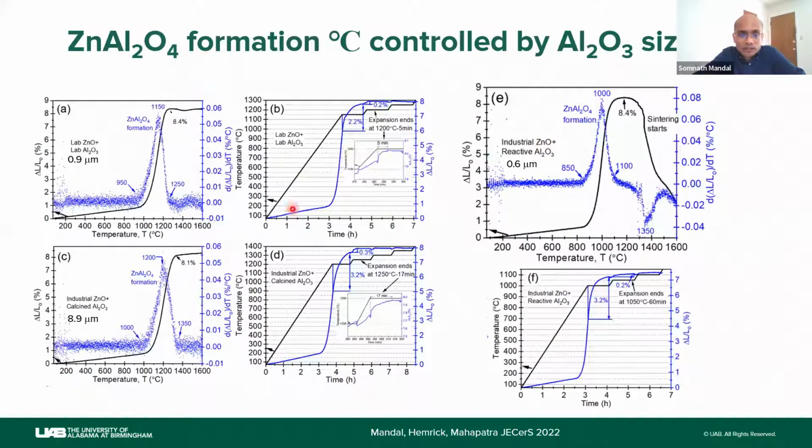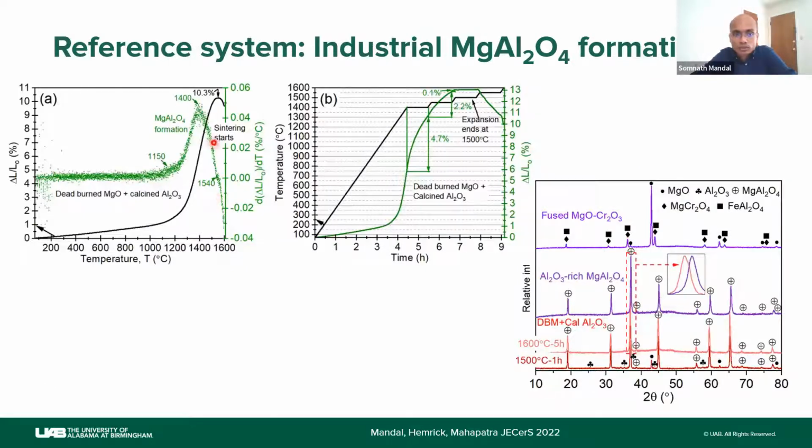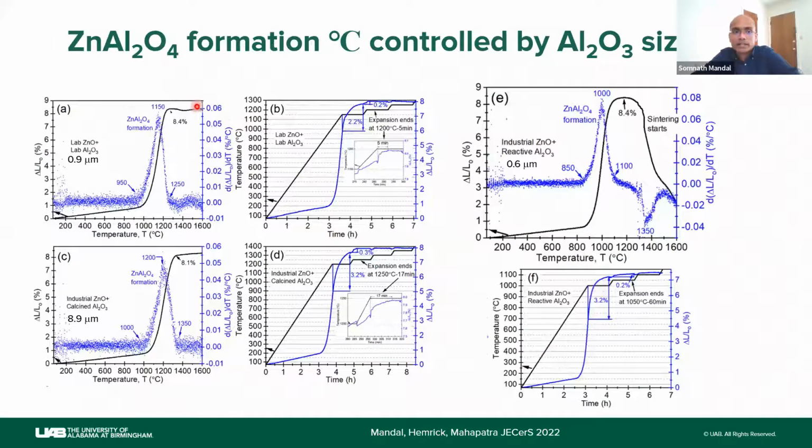So now coming to the zinc aluminate formation, what you see here is that as opposed to magnesium aluminate, where after the phase formation there was some sintering going on, in zinc aluminate there is no sintering. This is for lab grade alumina and lab grade zinc oxide, and this industrial zinc oxide and calcined alumina, which are the two representative industrial and lab grade materials. So there you see that there is no sintering after the phase formation.